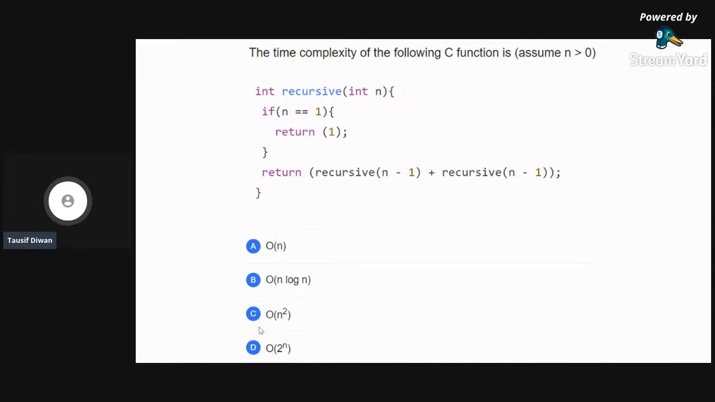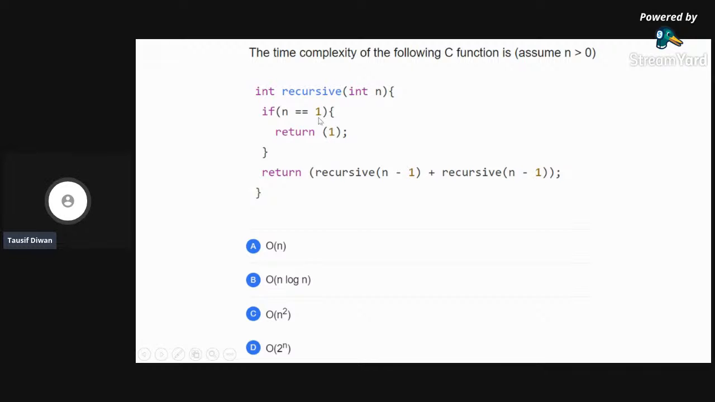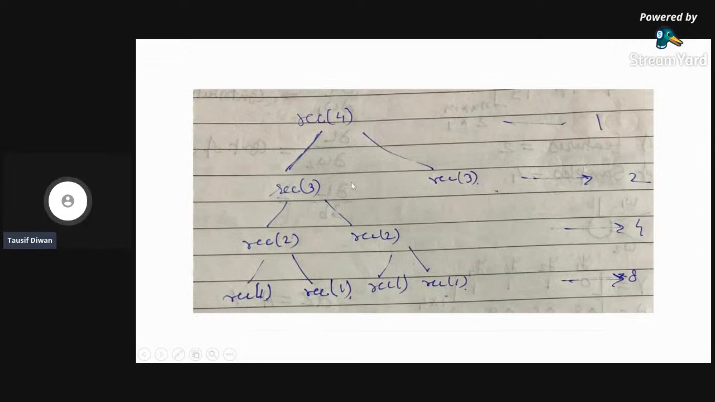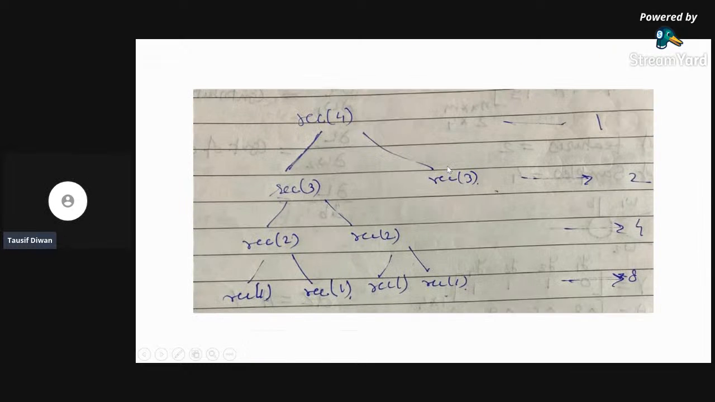Now, if you expand this recursive call, just consider the value of n equal to 4. If it is recursive 4, then you will come here. This condition is false. Then you come here. It is recursive 3 plus recursive 3. Once again, this recursive 3 is called here. Then recursive 3 will end up in recursive 2 plus recursive 2. Here also you will get the same scenario, recursive 2 plus recursive 2.